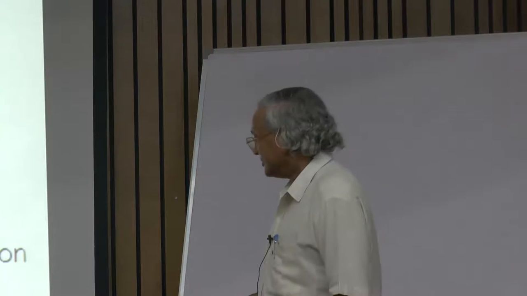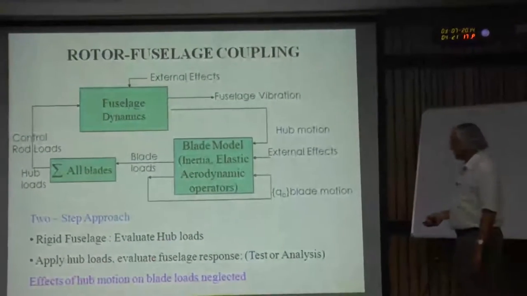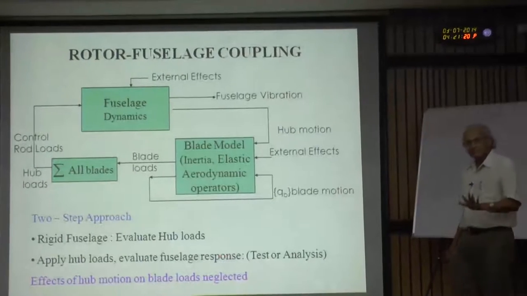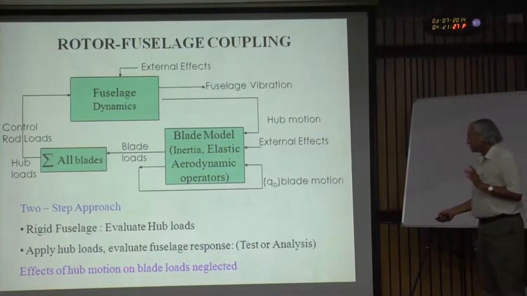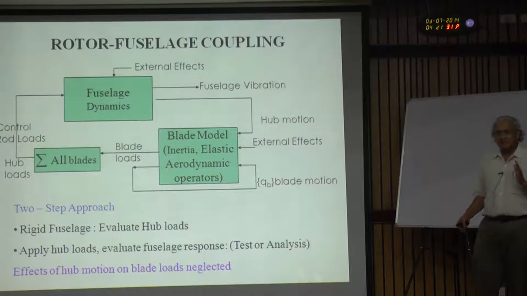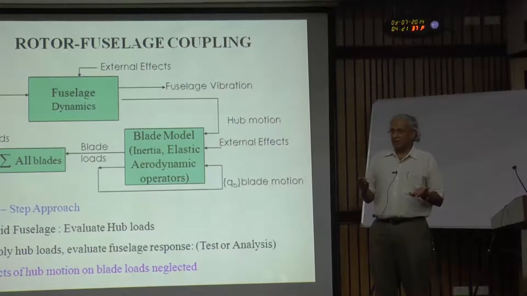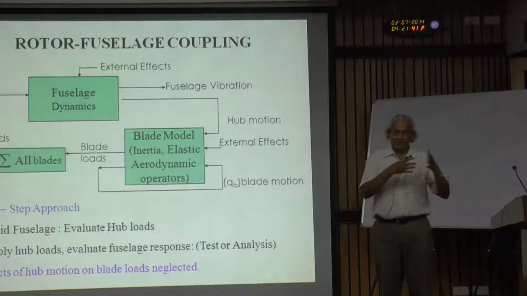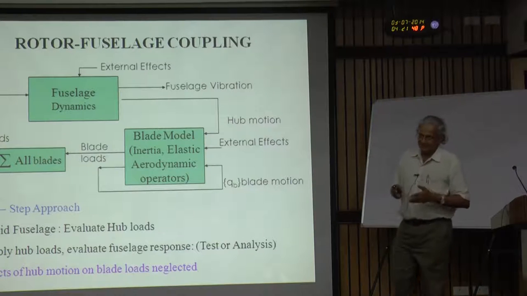Because you cannot do it after, in flight. So this is before, when you are initially designing everything. So calculation is done with some assumptions. That is why I said, apply rigid fuselage, evaluate hub loads. Apply hub loads, evaluate fuselage response. In test or analysis, this is the way it is done. And you neglect the hub motion on blade loads, etc. This is neglected, but you know a priori, this is the assumption I am making. So obviously, whatever vibration you evaluate is not going to be the one which will happen in flight, because in flight it's going to be different.